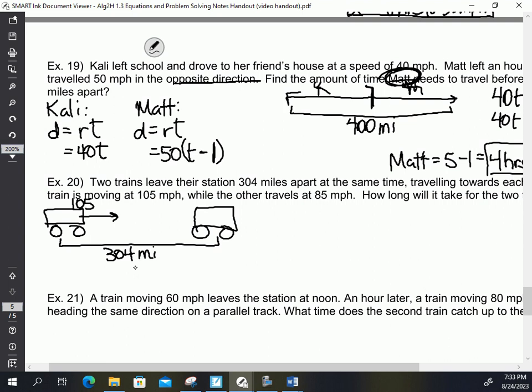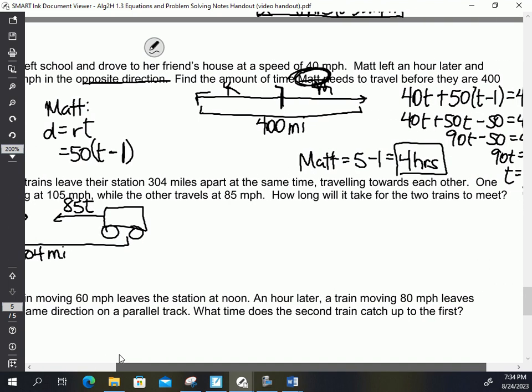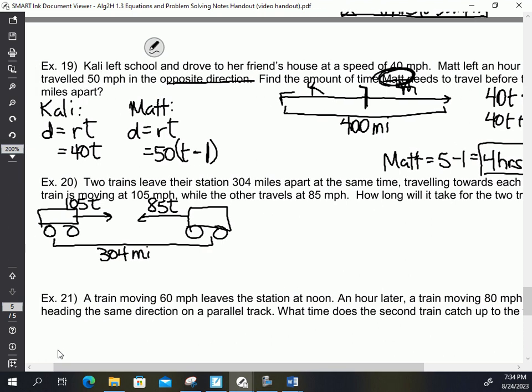So we know their rate. We don't know their time. T. Another one is coming 85 miles per hour. Know their rate, don't know their time. How long will it take for the two trains to meet? So keep this in mind. And I may have shown this incorrectly in one of the classes, so let's correct it now.